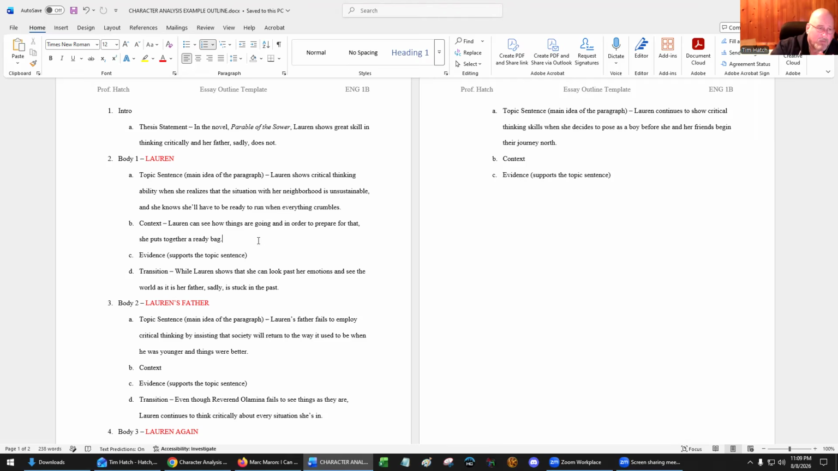And then, of course, when you put the quote in there, even though this is an outline, it's a really good idea to cite the quote in MLA format, which I will let you look up on your own. And of course, if you have questions, feel free to text me. So that is the character analysis example outline. Hopefully this is useful to you. If you have questions, text me on Remind.